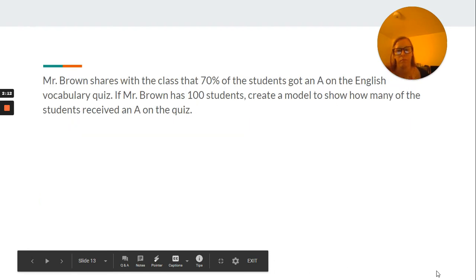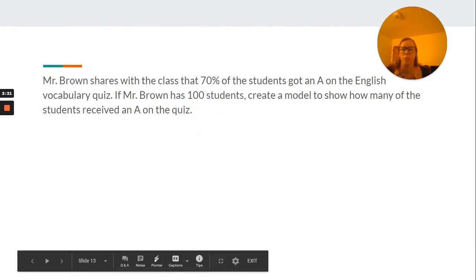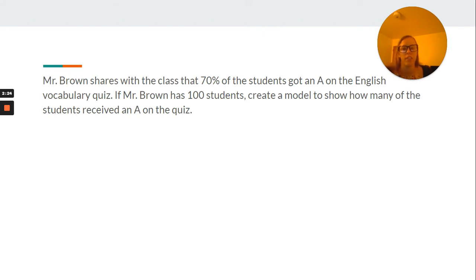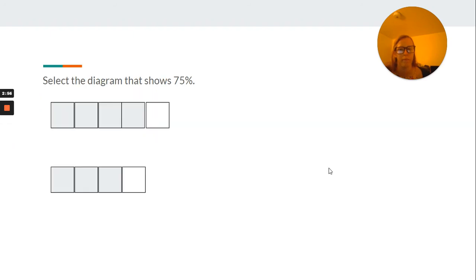What about this one? Mr. Brown shares with the class that 70% of the students got an A on the English vocabulary quiz. If Mr. Brown has 100 students, create a model to show how many of the students received an A on the quiz. Well, if we know it's 70% of 100, that means 70 students got an A. And we can take 10 blocks, each representing 10 students. We have 10, 20, 30, 40, 50, 60, 70%, or 70 of the students got an A. Okay, which is 7/10, so what we used here.